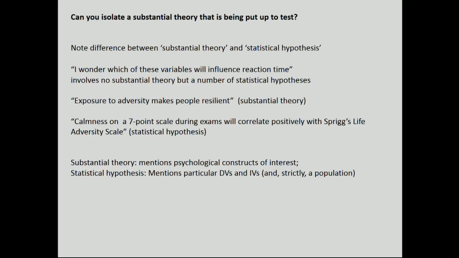So the difference is a substantial theory can be tested in lots of different ways. So exposure to adversity makes people resilient. There's all sorts of ways of testing that. You don't have to use Sprig's life adversity scale, which I just made up, by the way. You don't have to measure resilience by calmness on a 7-point scale during an exam. Right? So there's all sorts of ways of testing the substantial theory.